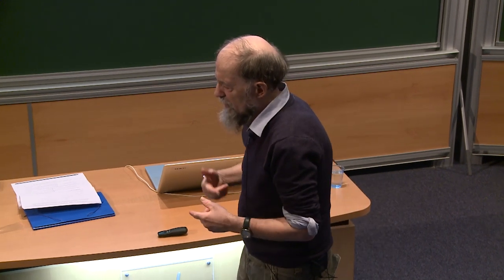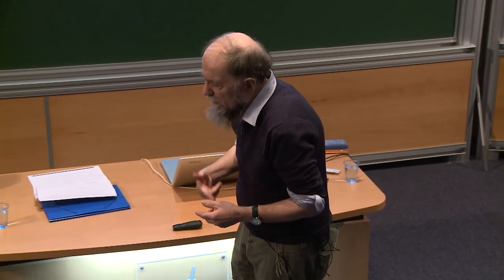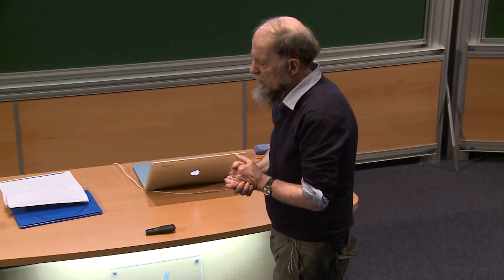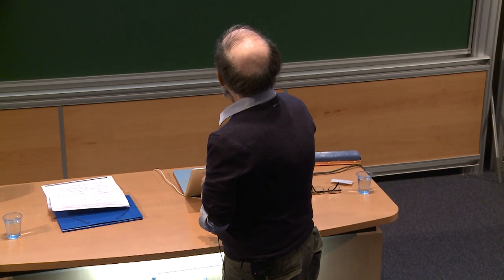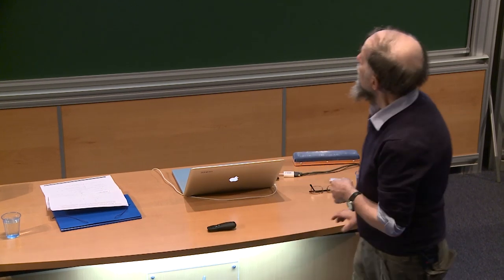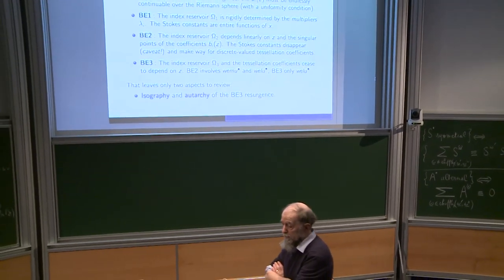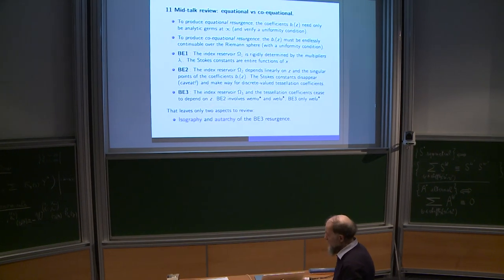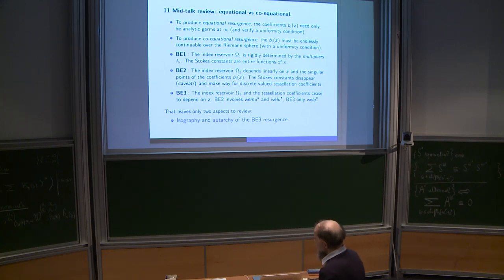And then in the general case, with ramified inputs, Bs, we have a fourth layer, which is the Ps, the last layer, up top. And the passage from the Qs to the Ps is again mediated by the tessellation coefficients. So then again, some differences. For equational resurgence, we'd only need to assume that the inputs B had to be germs at infinity. In the case of coequational resurgence, we had to assume that they were in the multiplicative plane. They admitted endless continuation with, again, uniformity conditions.